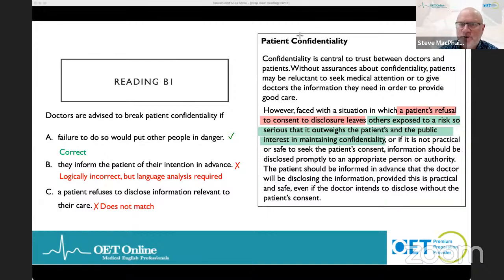Okay, and it's a common topic, everyone. I suggest you read up about matters of confidentiality as part of your own research. There's a wealth of language in this field, a lot of legal language, and it comes up a lot in OET, particularly reading, but it can also come up in the speaking test and in the listening. So I suggest everyone read up on patient confidentiality, a great thing to do.